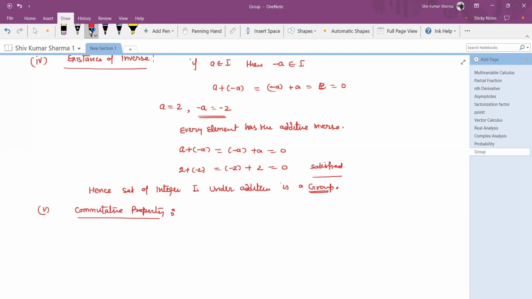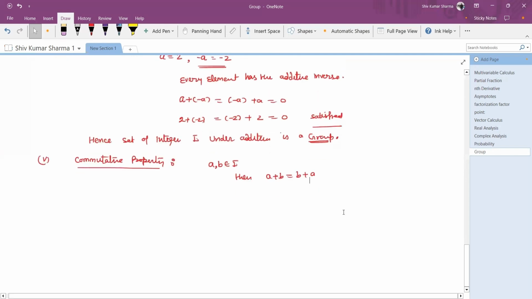So when all four properties are satisfied, we move further to the fifth property. The commutative property says that if a and b belong to I, then a plus b is equal to b plus a. So commutative is also a hereditary property. This also holds in each case. Now let us consider a equal to 2, b equal to 3. You can take any two elements. So we can write 2 plus 3 is always equal to 3 plus 2. So 5 is equal to 5, satisfied.